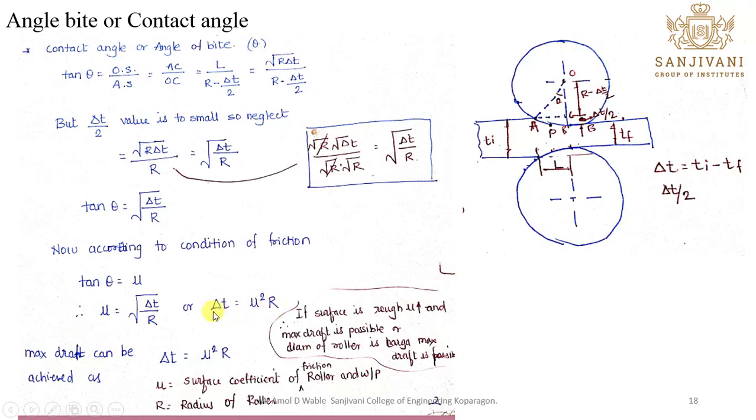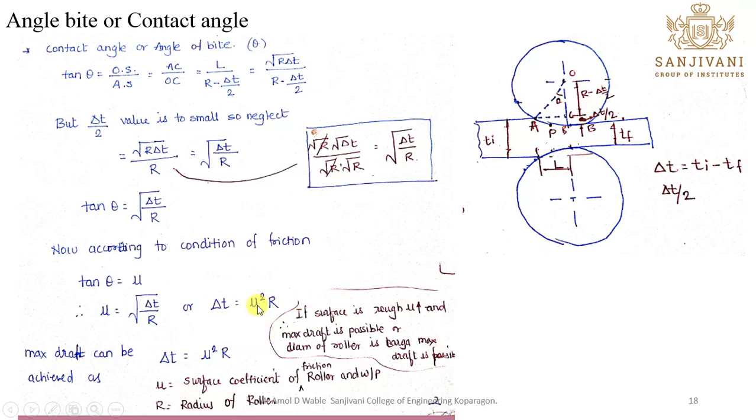So what will be the maximum draft under which the rolling process will work, or the workpiece will be deformed? If you increase the mu value, that is the surface coefficient of friction between your roller and the workpiece, then a larger maximum draft will be possible. Or, if you increase the diameter of the roller, in that case also a larger maximum draft is possible.